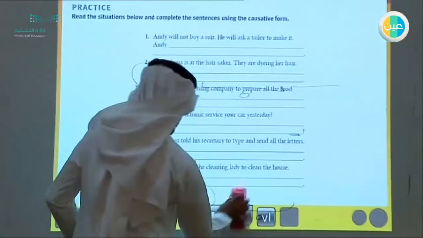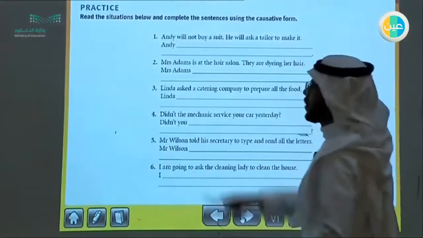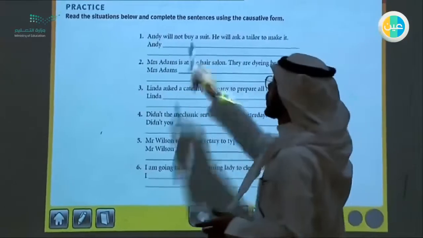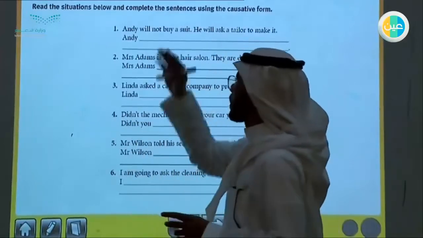Practice number one. Read the situations below first, and complete the sentences using the causative form. Now let's take number one.